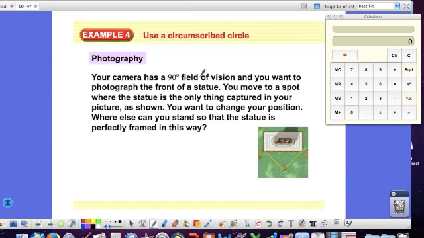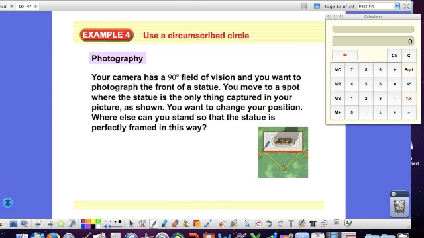Your camera has a 90-degree field of vision and you want to photograph the front of a statue. You move to a spot where the statue is the only thing captured in your picture as shown. You want to change your position. Where else can you stand so that the statue is perfectly framed this way? So this must be the diameter of the circle.